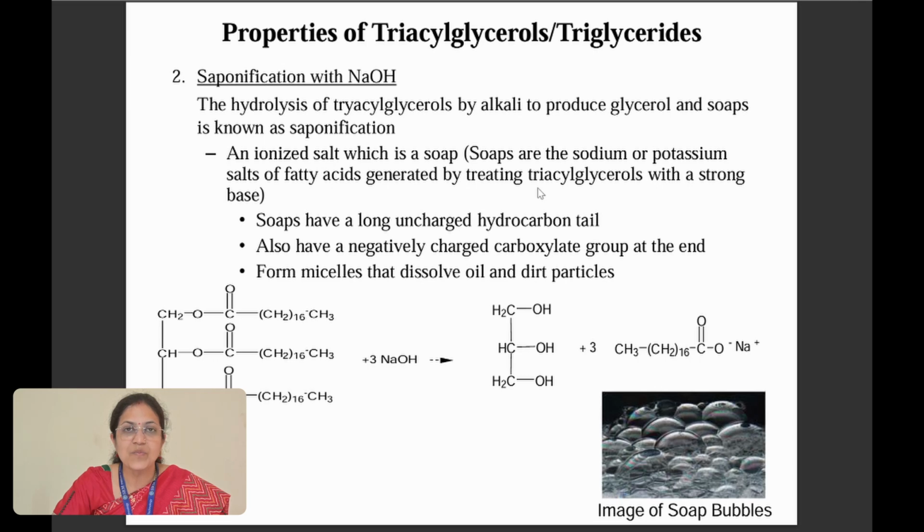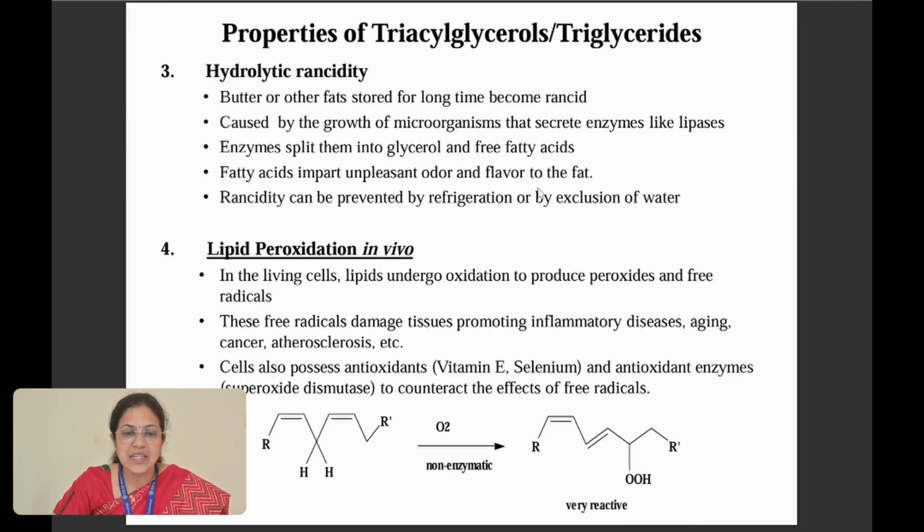Now coming to the next important property called hydrolytic rancidity, where butters or fats, if stored for a long period, give a very bad odor. This is mainly due to enzymes which convert fats into glycerol and free fatty acids. Then the next important property is peroxidation, where in living cells the lipids undergo peroxidation to produce peroxides. These act as free radicals and damage tissues, which leads to inflammatory responses, aging, cancer and many heart related diseases like atherosclerosis, since there is increased production of free radicals.